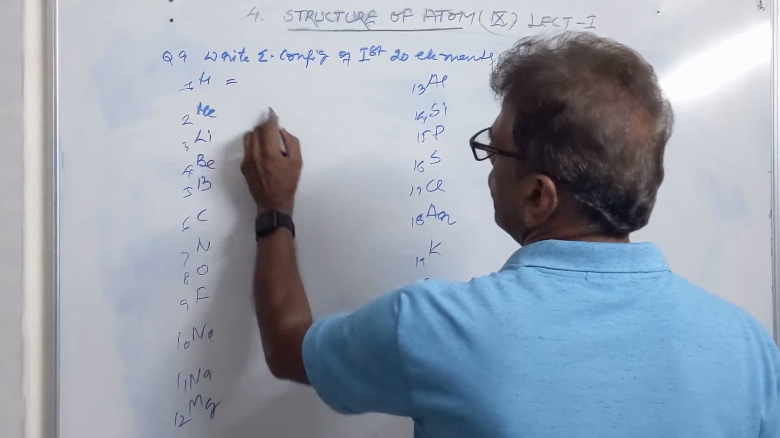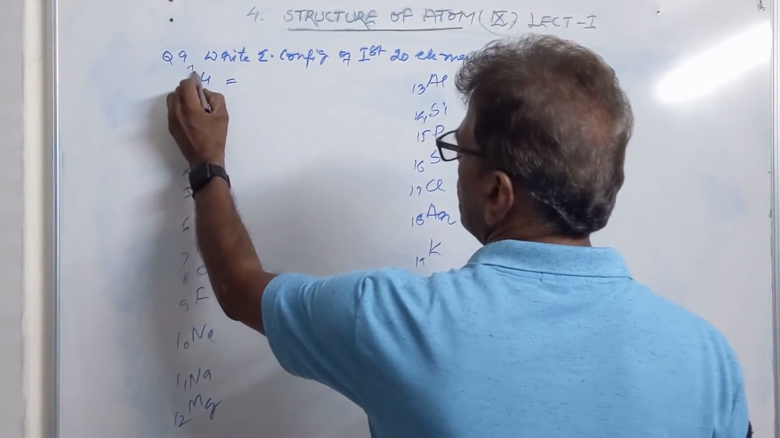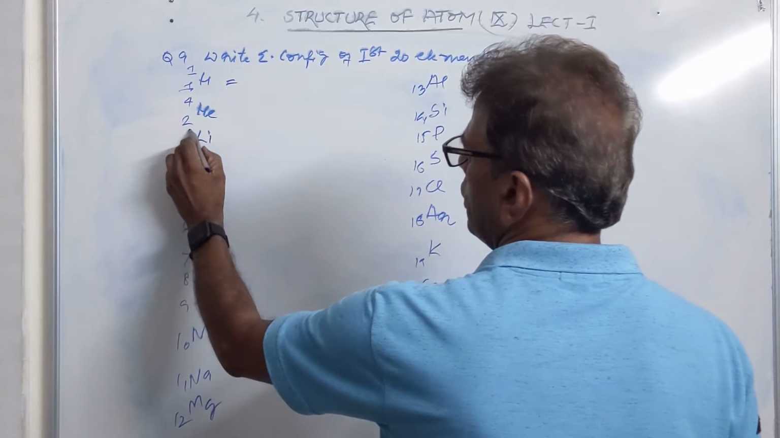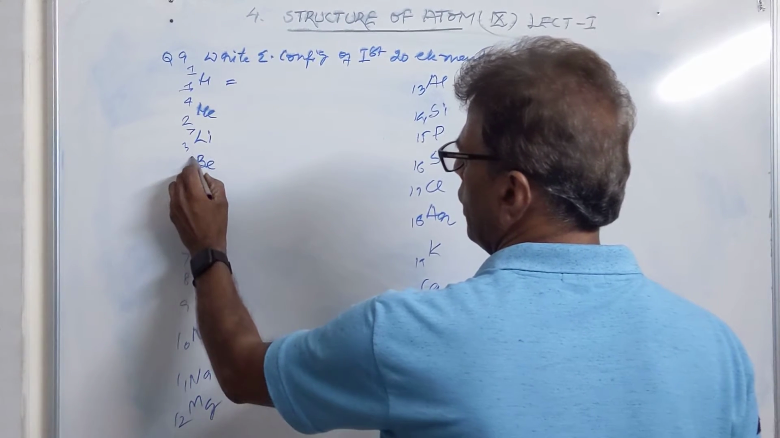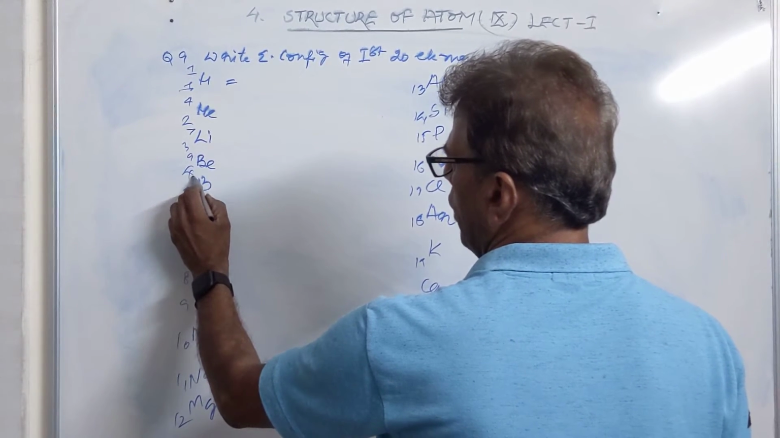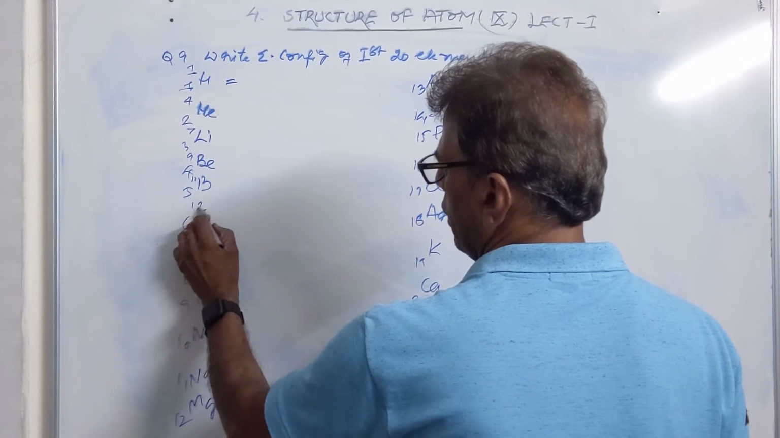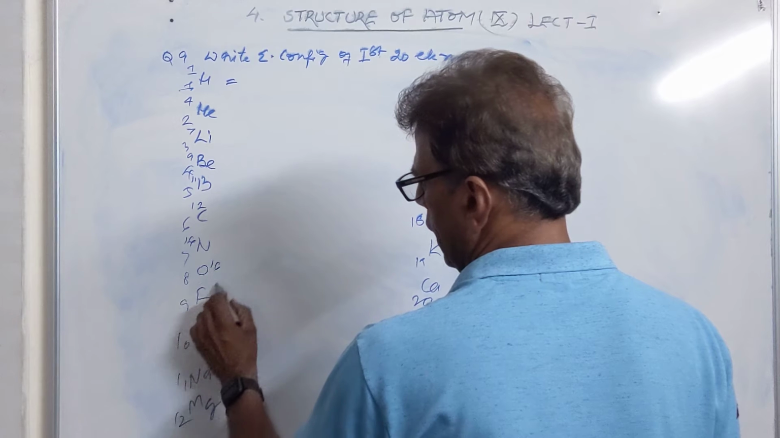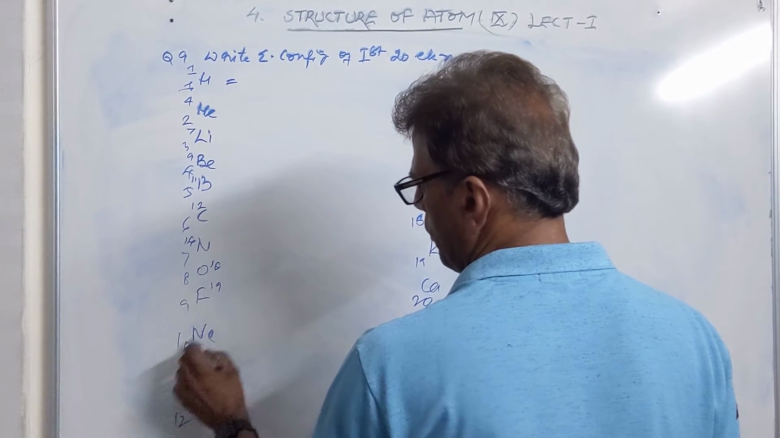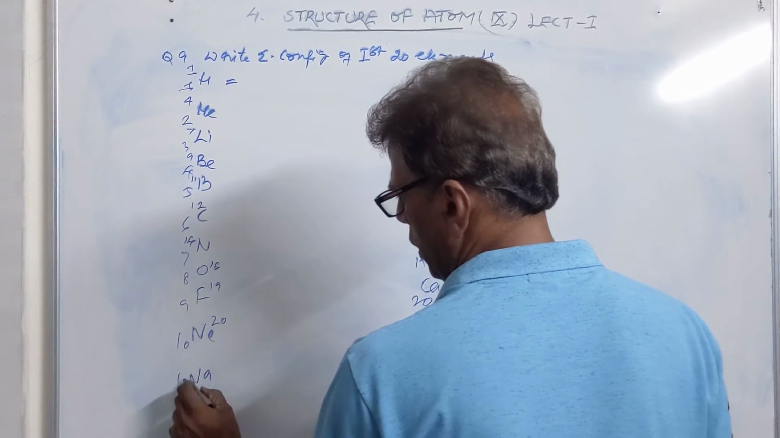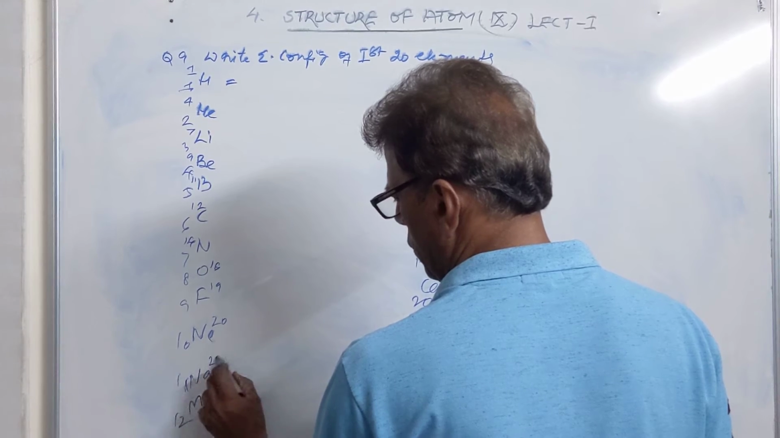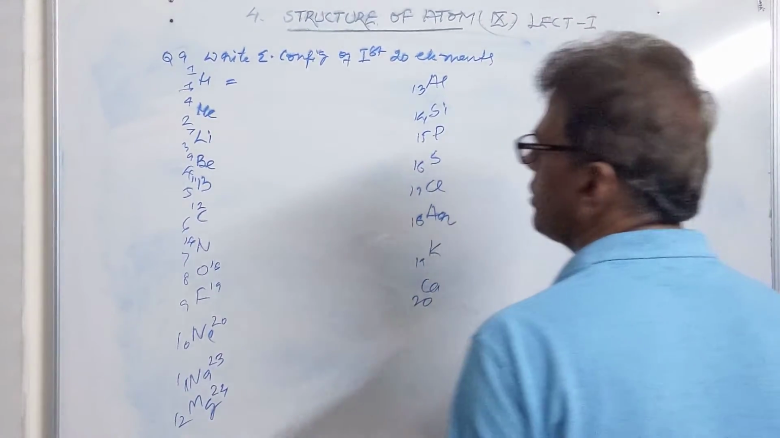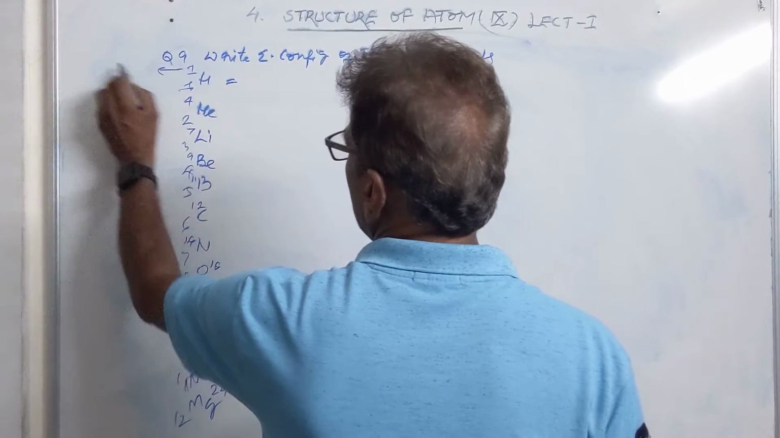Now their configuration will be written with the atomic number, and the mass number is given. Helium is 2He4, lithium is 3Li7, beryllium is 9, boron is 11. Now here it is 12, nitrogen is 14. In oxygen it is 16, fluorine is 19. Here it is 20. In the case of sodium it is 23. In the case of magnesium it is 24. These are the mass numbers. The upper number is the mass number.